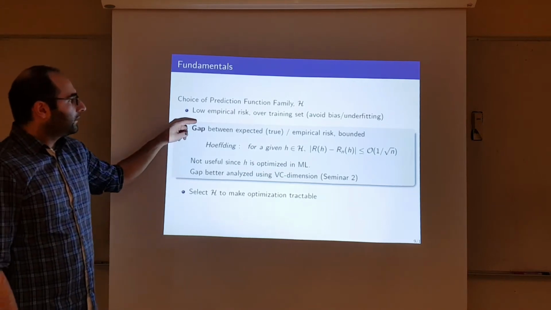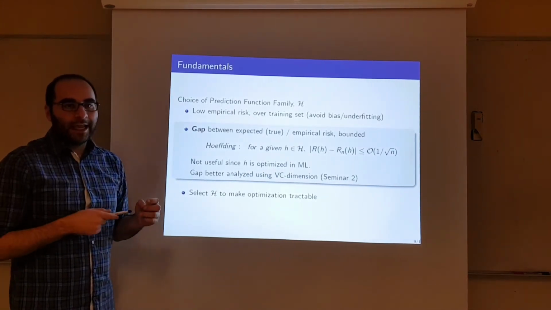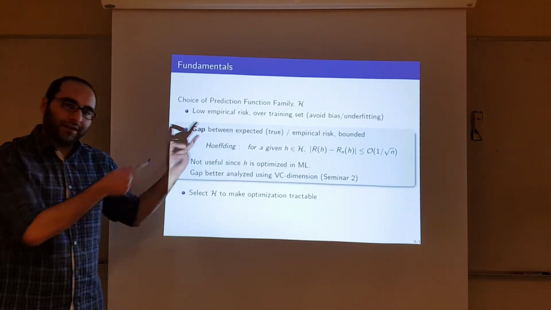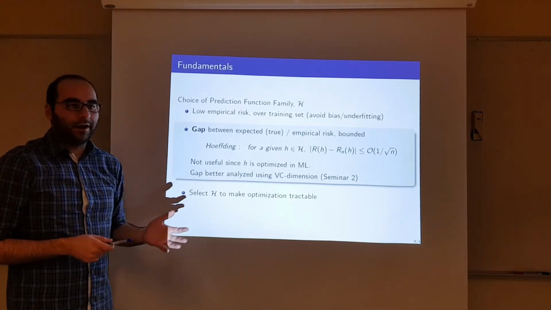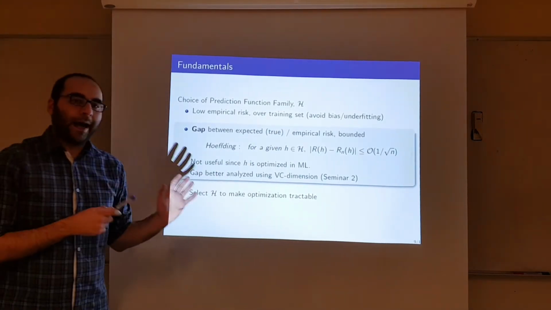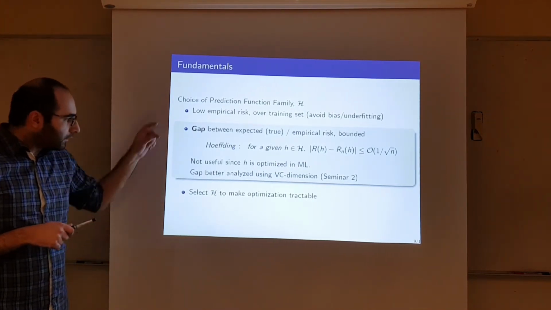So for instance, obviously, we want this calligraphic H to be picked in such a way that we achieve a low empirical risk, so the value of the empirical risk from the previous slide is low enough. We can achieve that by avoiding bias and overfitting. That's one.